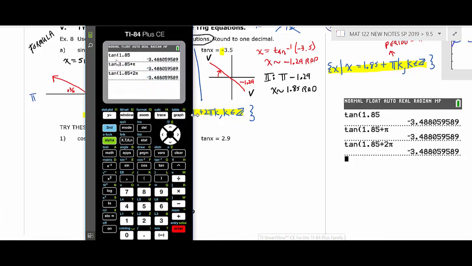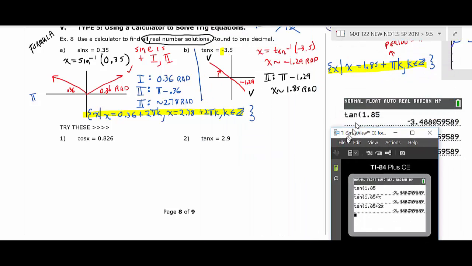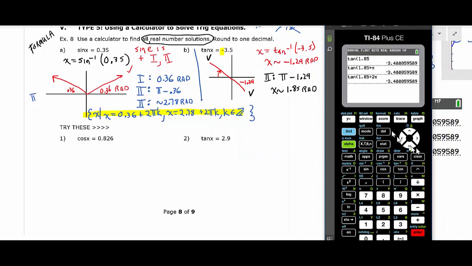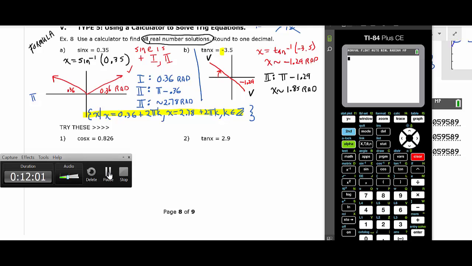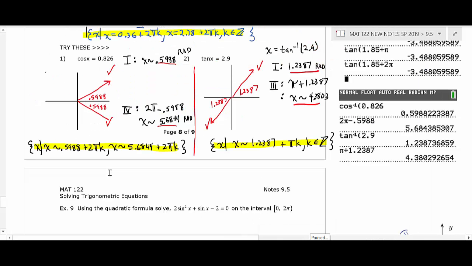Okay, so I'm going to let you try the next two problems. You don't need a unit circle. You're just going to need to get your calculator out and give it your best shot and see if you can get these two put together.